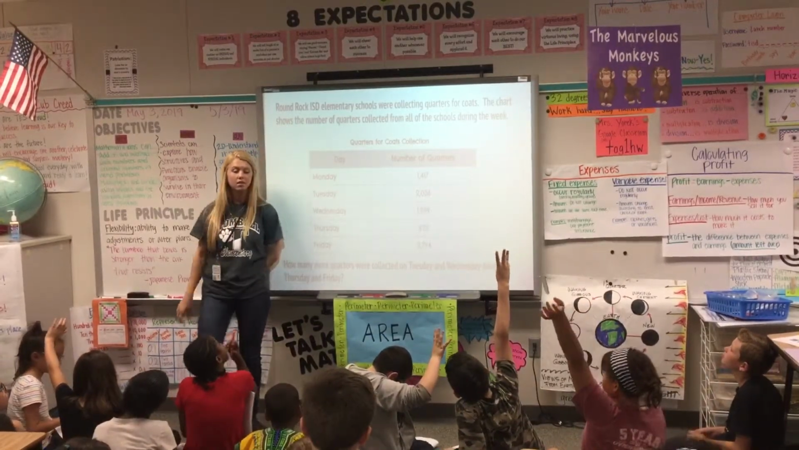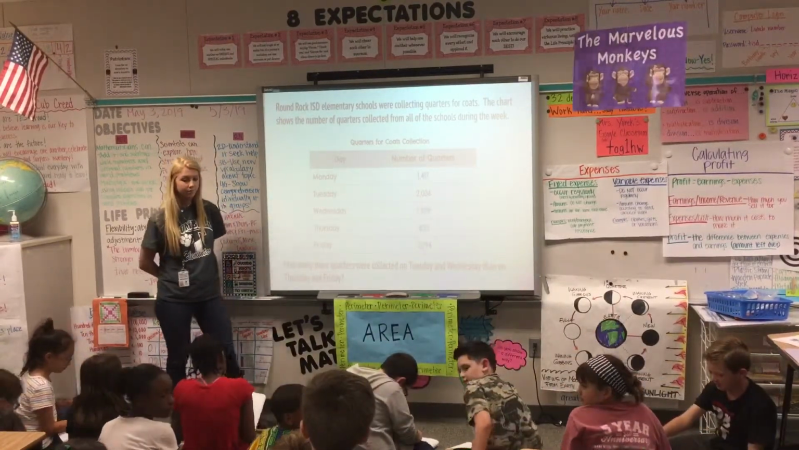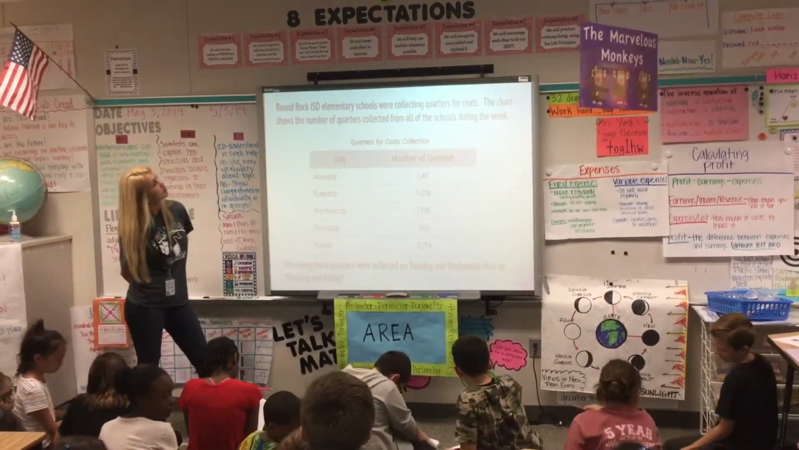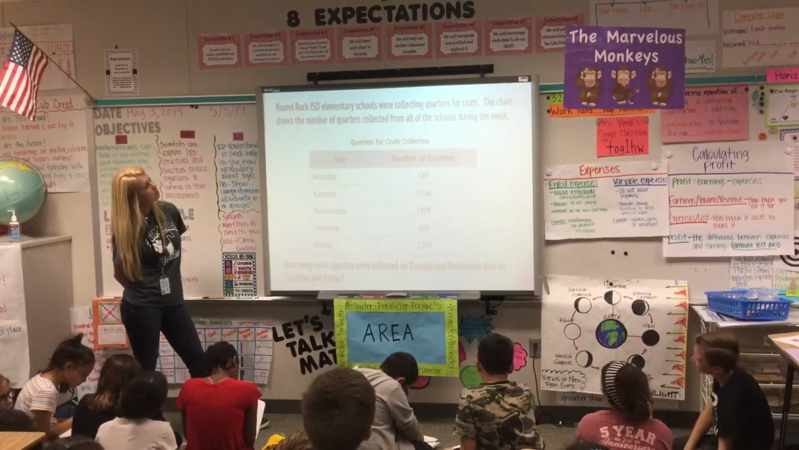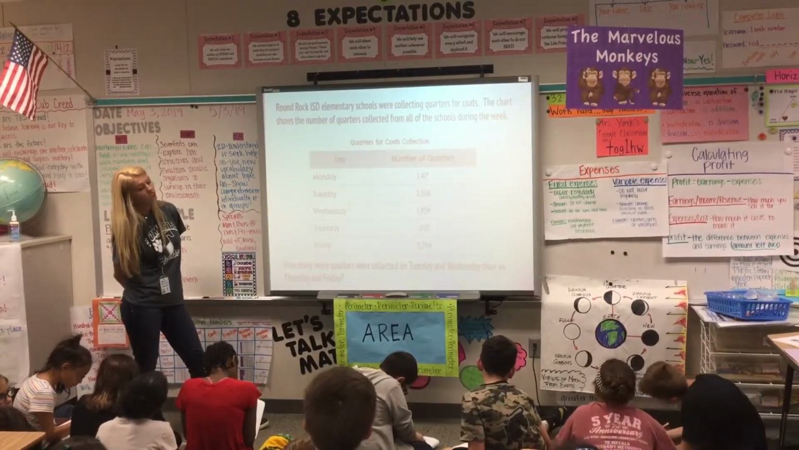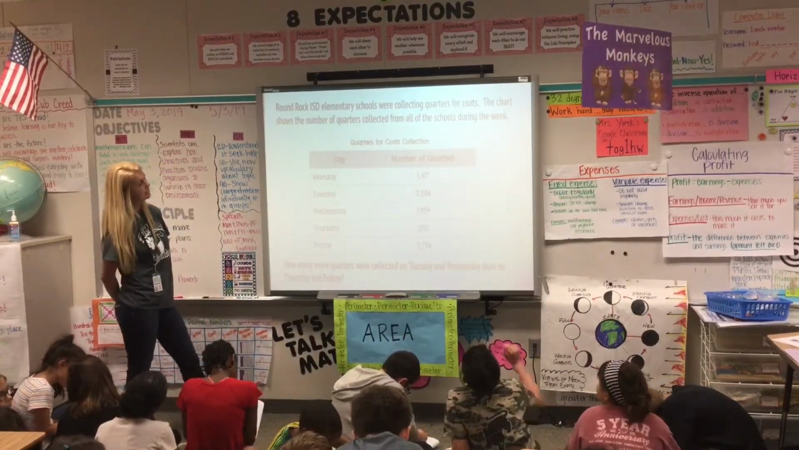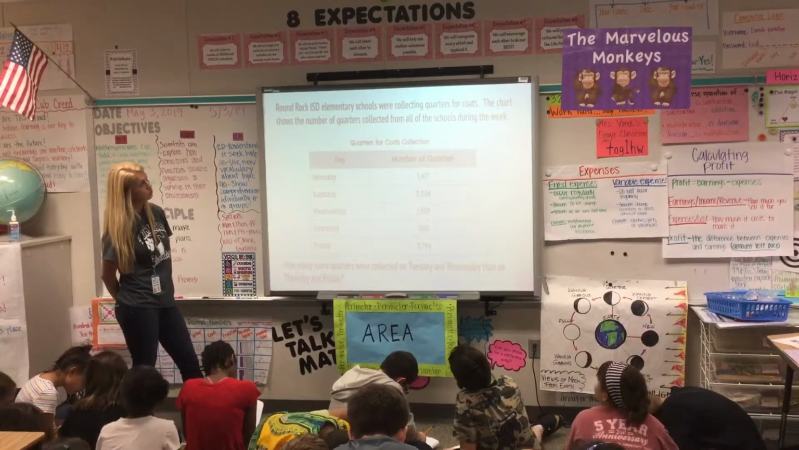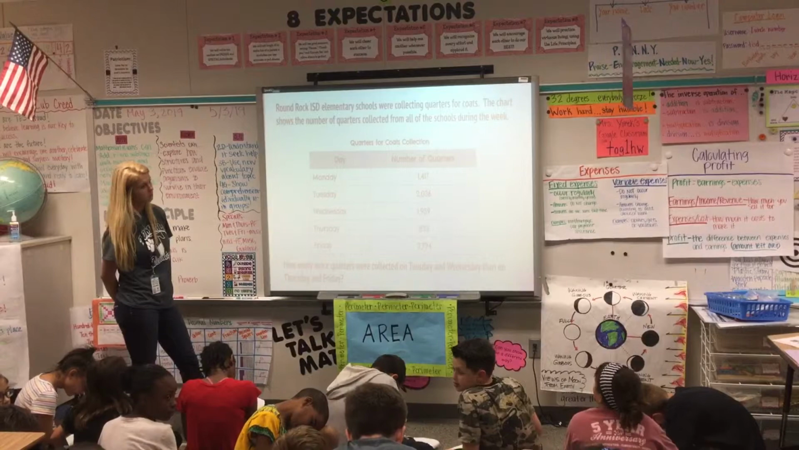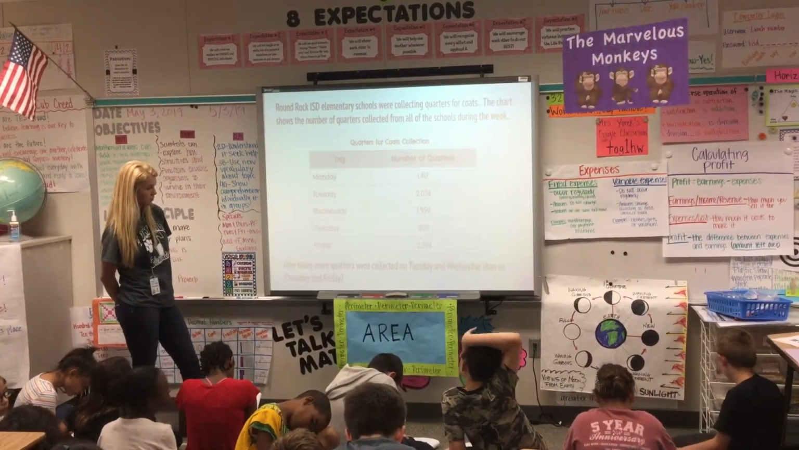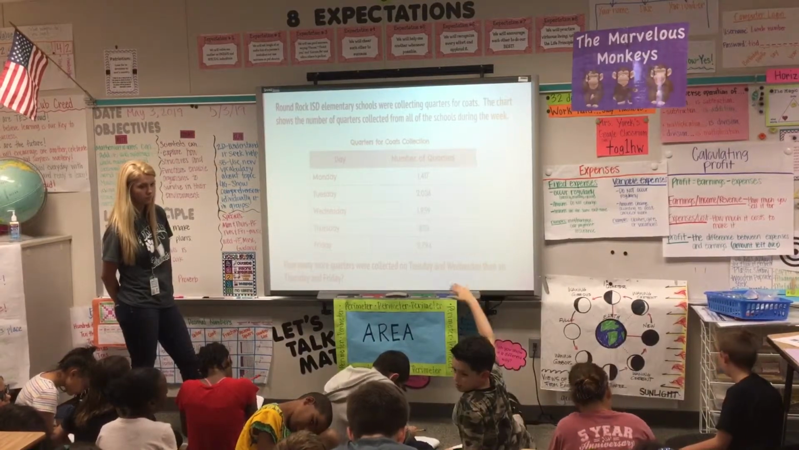Two times. Yes. So, let's see. Cameron, would you like to read it? Go ahead. Round Rock ISD Elementary School collecting for coats. Okay. The chart shows the number of quarters collected from all schools during the week. How many quarters were collected on Tuesdays and Wednesdays and then on Thursday and Friday?